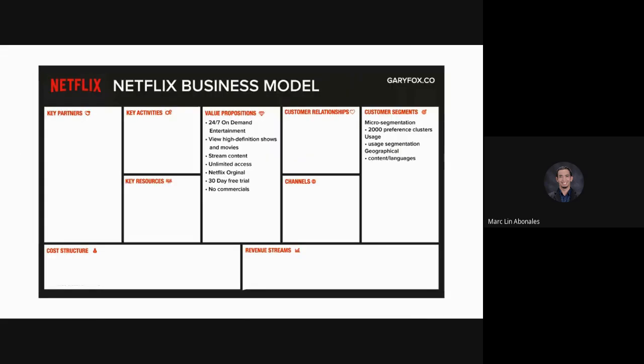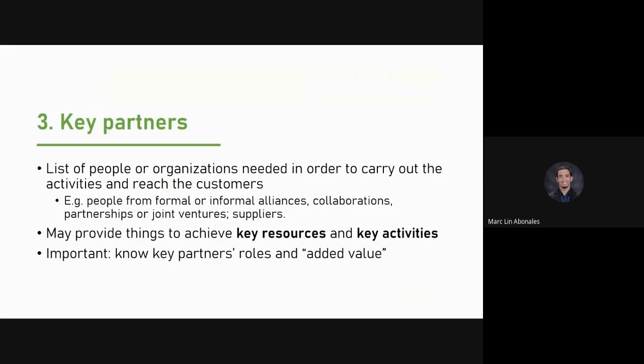The other element is key partners. This is the list of people or organizations needed in order to carry out the activities and reach the customers. These are the people from formal or informal alliances, collaborations, partnerships, or joint ventures, and suppliers. They may provide things to achieve what we call key resources and key activities, which are also elements of the business model canvas. And an important fact: note the key partners' roles and added value.